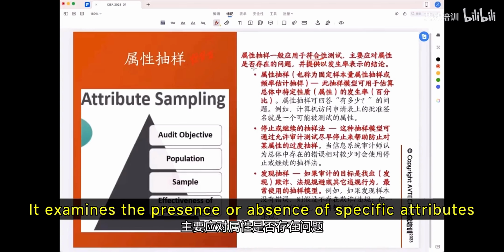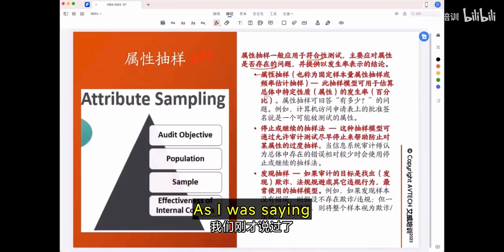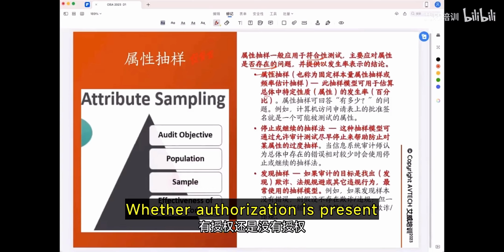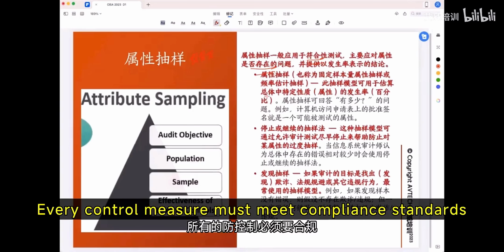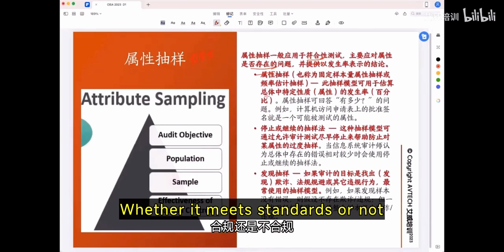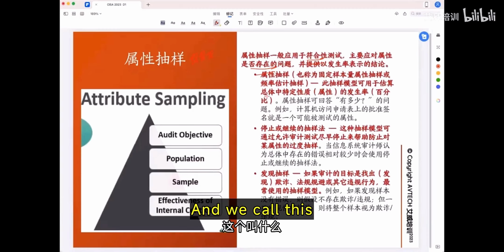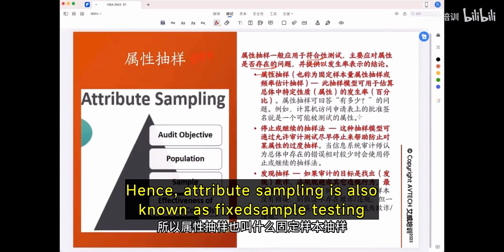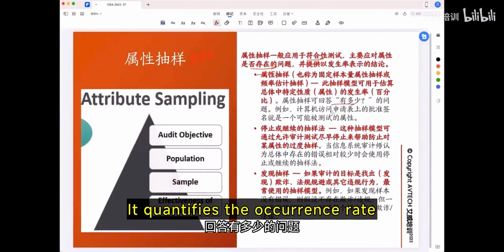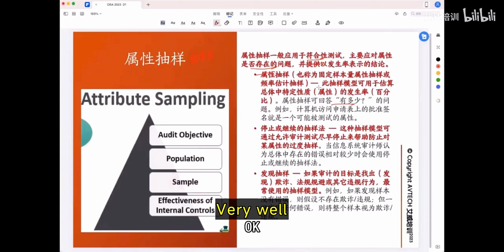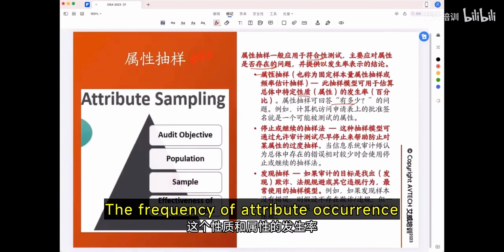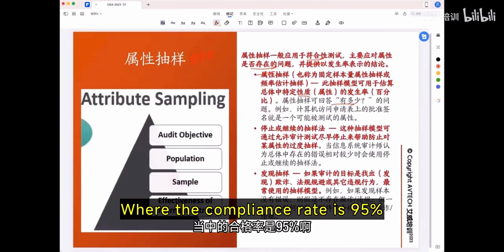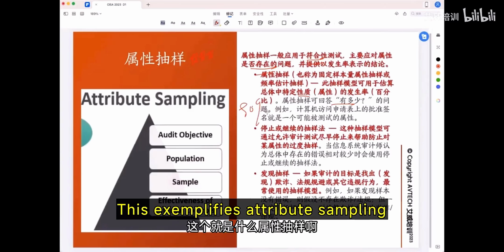It examines the presence or absence of specific attributes. As I was saying, all management processes require proper authorization. Either it exists or it doesn't. Whether authorization is present. You'll see, every control measure must meet compliance standards, whether it meets standards or not. And we call this attribute sampling. It is primarily applied in compliance testing. Hence, attribute sampling is also known as fixed sample testing. It quantifies the occurrence rate. Indeed. Very well. In terms of population characteristics, the frequency of attribute occurrence. Take the change management process, for example, where the compliance rate is 95%. This exemplifies attribute sampling.